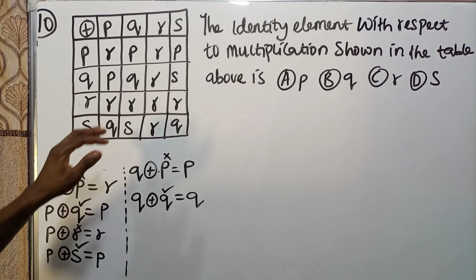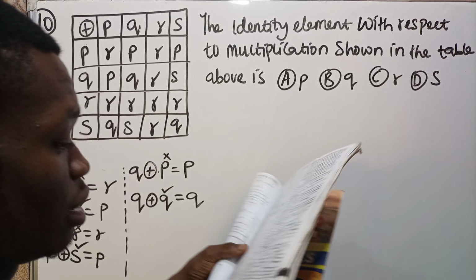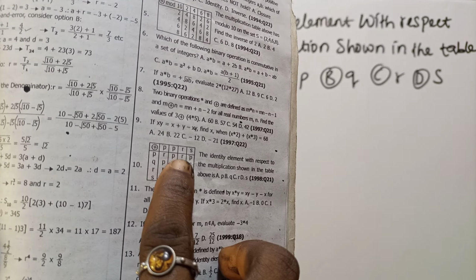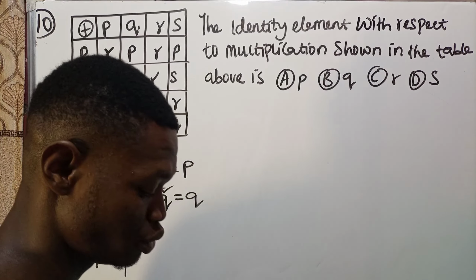So in the original question, I saw P here. So maybe JAMB made a mistake on the question paper. See the question paper here. I'm seeing P here. So it means that they made a mistake there. But I corrected it and put Q.